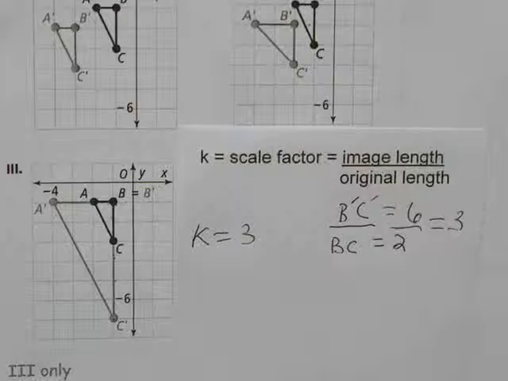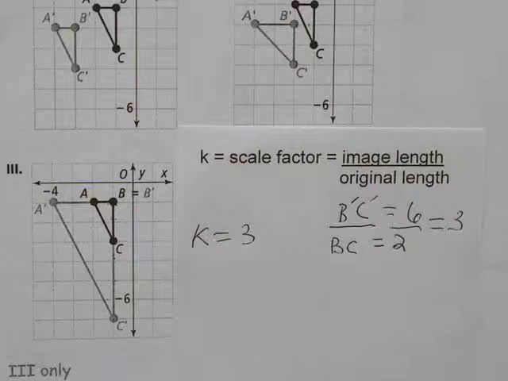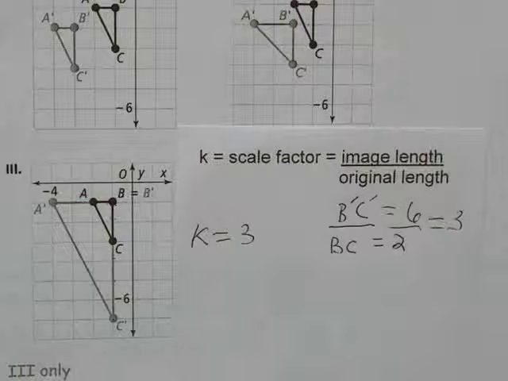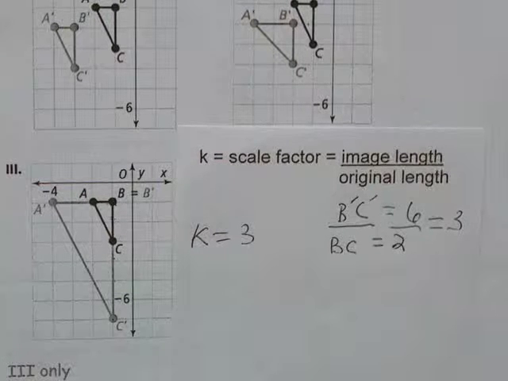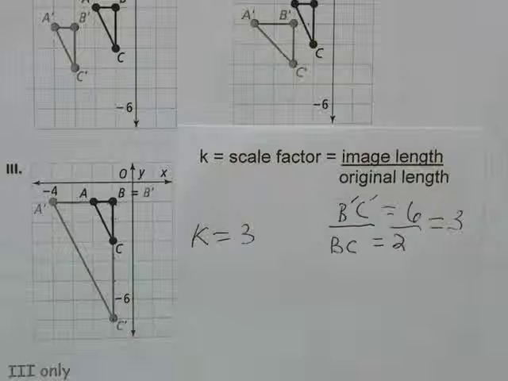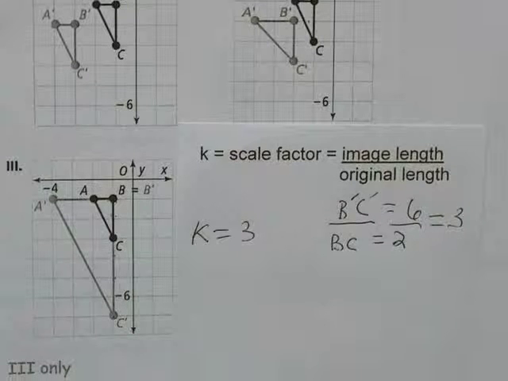And what type of dilation is it? It is an enlargement. And anytime the scale factor is larger than 1, we have an enlargement. Anytime the scale factor is less than 1, the dilation is a reduction. All right.